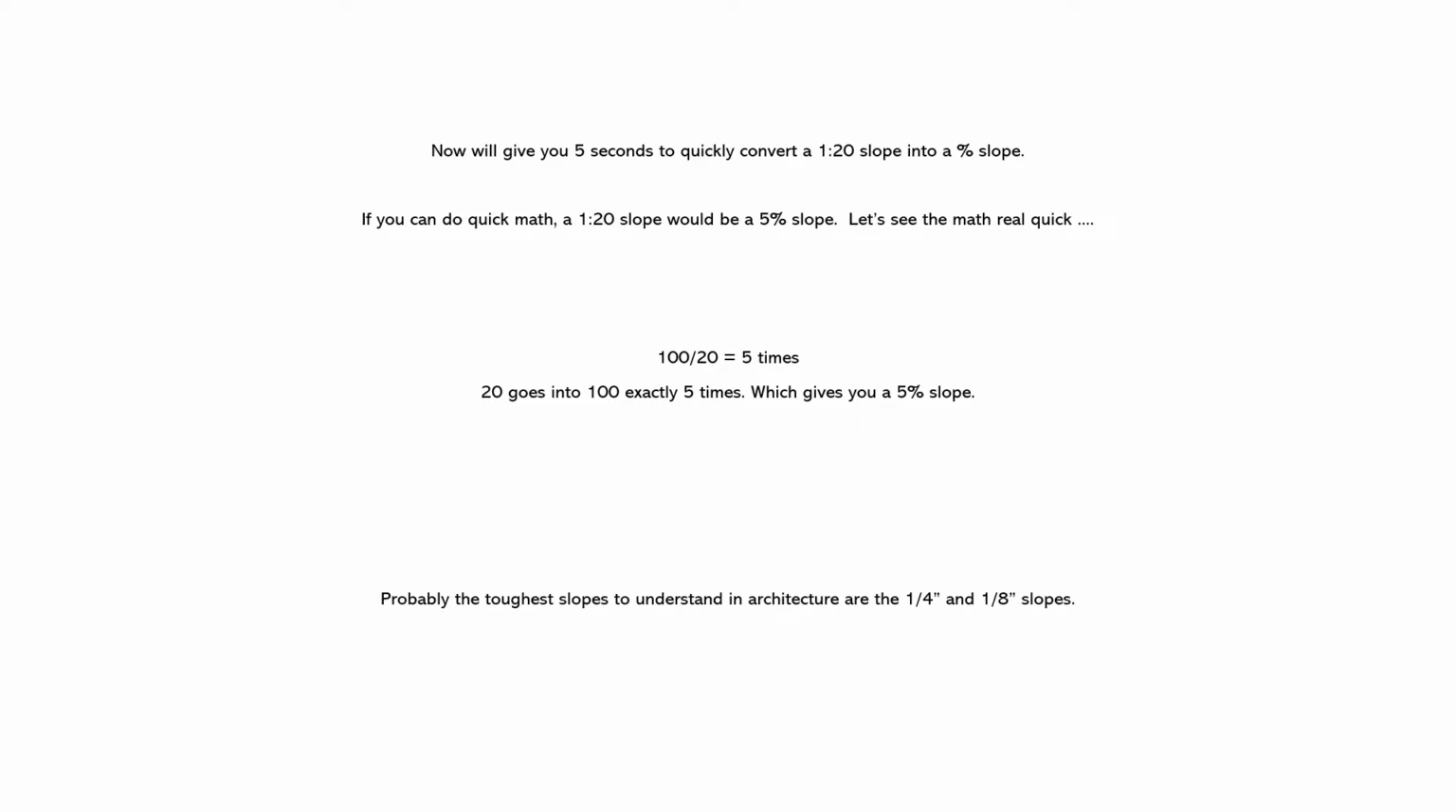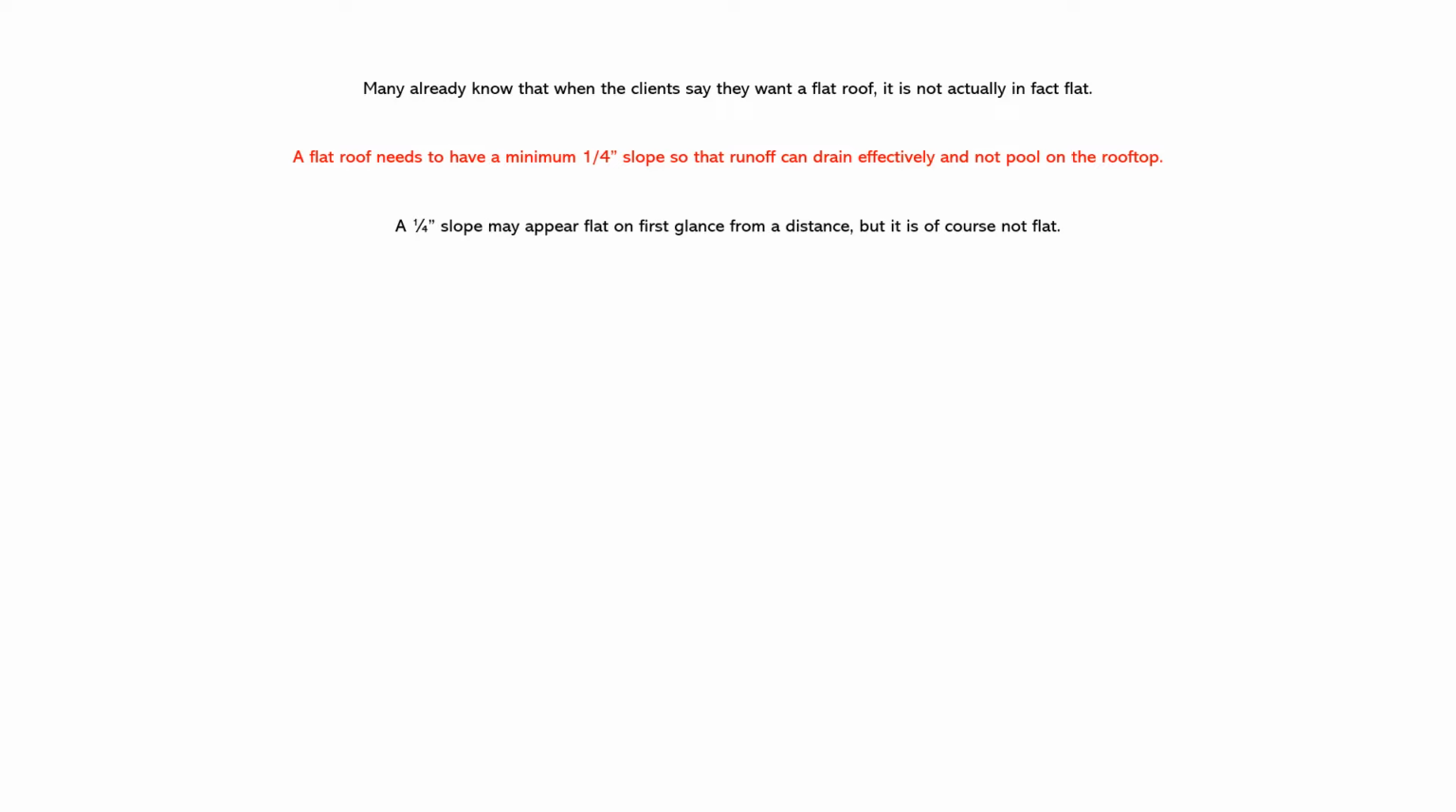Easy enough. Probably the toughest slopes to understand in architecture are the 1/4 inch and 1/8 inch slopes. That's because a 1/4 inch slope does not mean a 1 to 4 slope or a 25% slope in our field. It's different. Let's take a look. So many already know that when clients say they want a flat roof, it's not actually in fact flat. The flat roof needs to have a minimum 1/4 inch slope so that runoff can drain effectively and not pool on the rooftop. And a 1/4 inch slope may appear flat on first glance, but of course we all know that it's not.